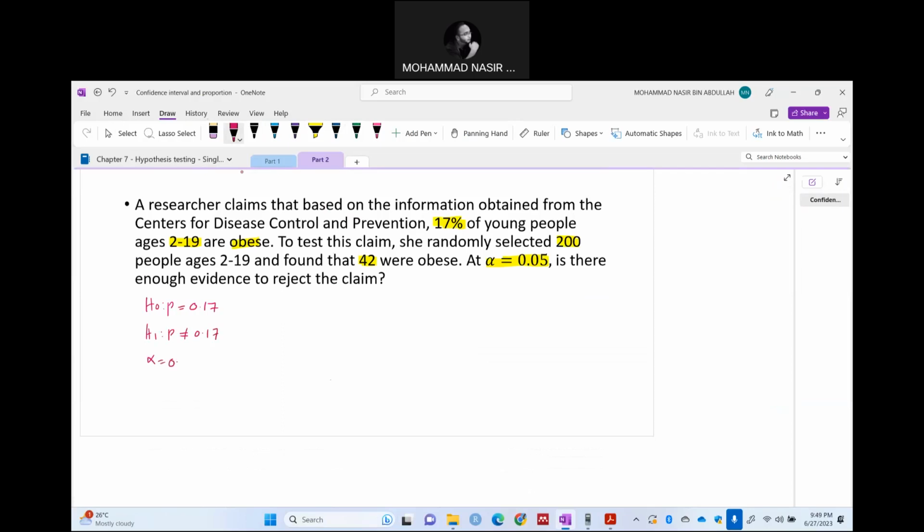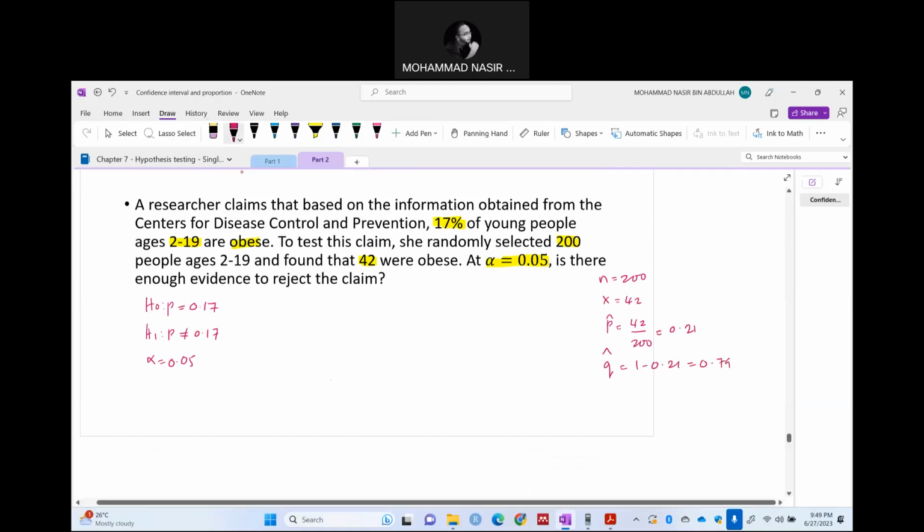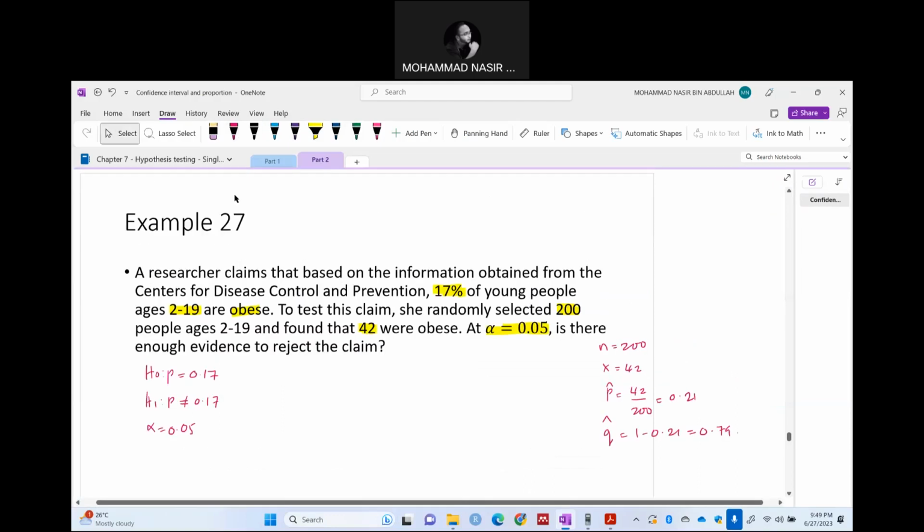This is alpha 0.05, and we have n equal to 200, x equal to 42, p hat equal to 42 over 200, which is equal to 0.21. And q hat is the complement, 1 minus 0.21, equal to 0.79. This is example number 27.